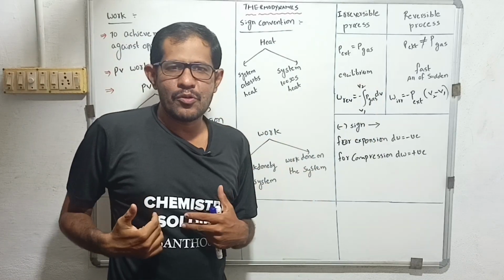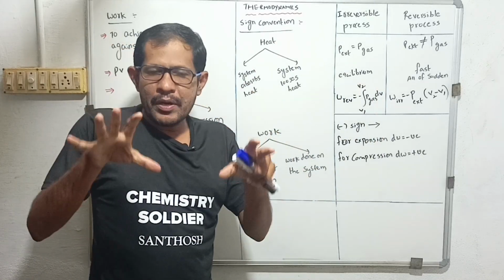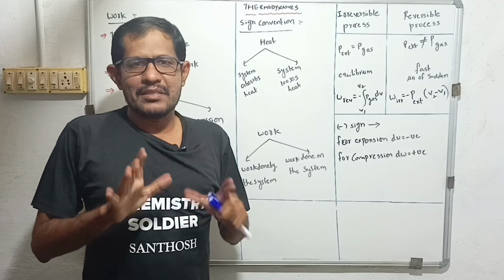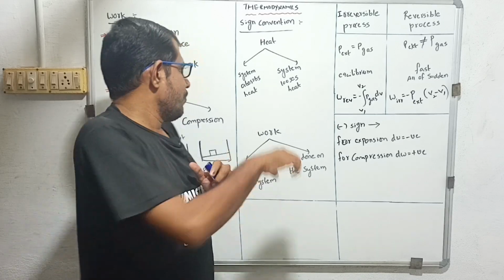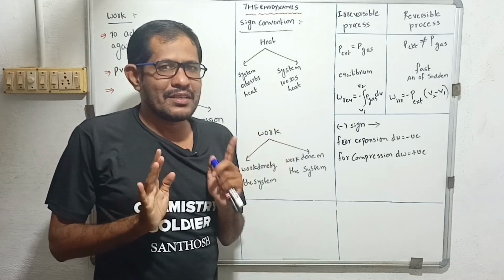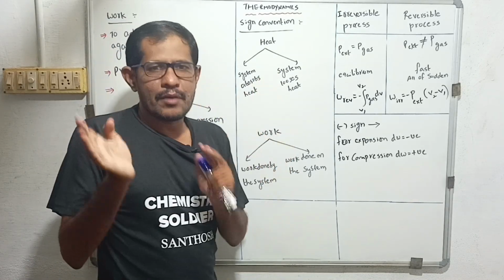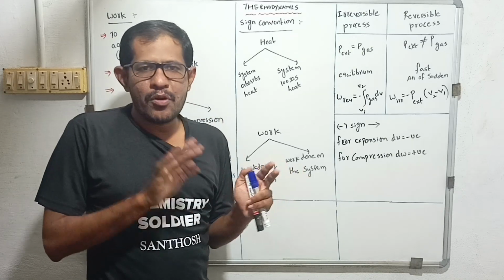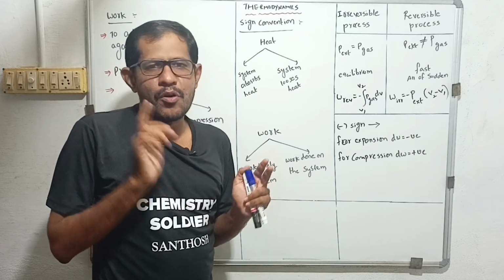What is a system? Yesterday I told you: the particular part under study is called the system. Yesterday I told you what the system is, what the surroundings are, and what the universe is. Yesterday means part 1. You can go back to part 1 and observe it.